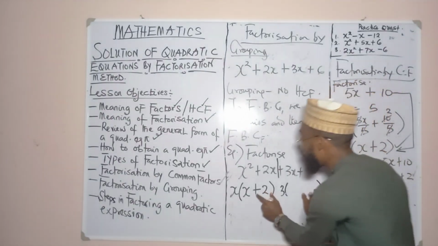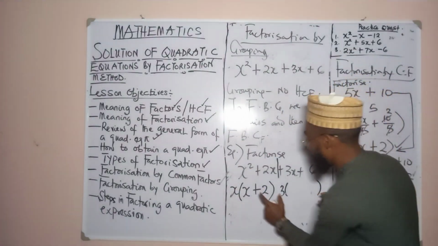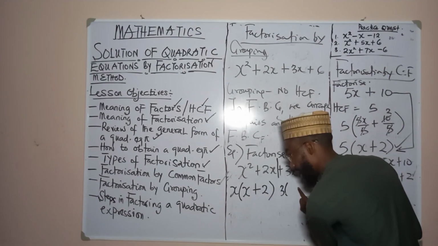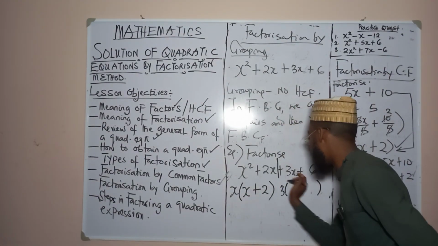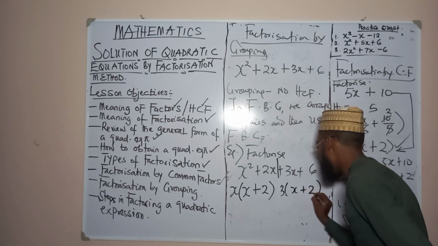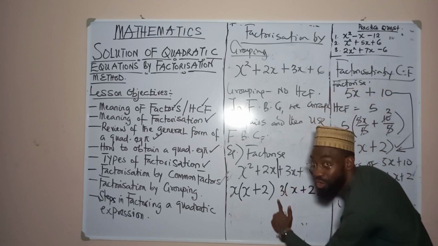Factorization by grouping says that what you have in the bracket must be the same. So carry this thing here, bring it into this bracket. It must be the same. Now let me move this. X plus 2. There is a sign that is going to be here.